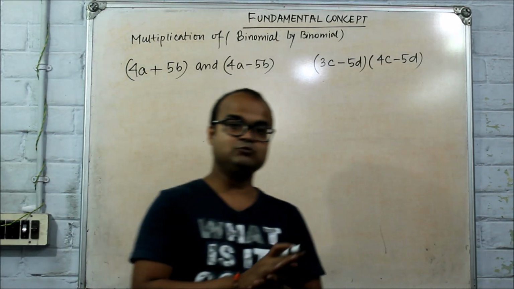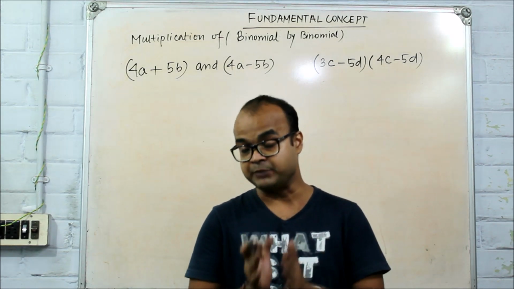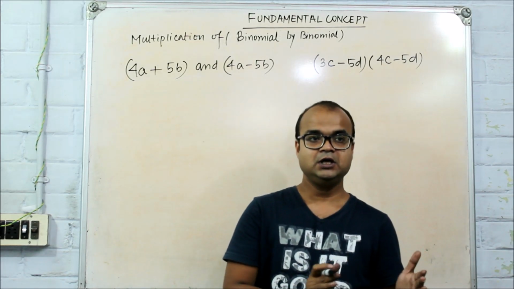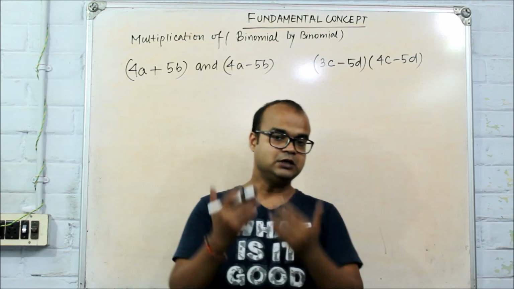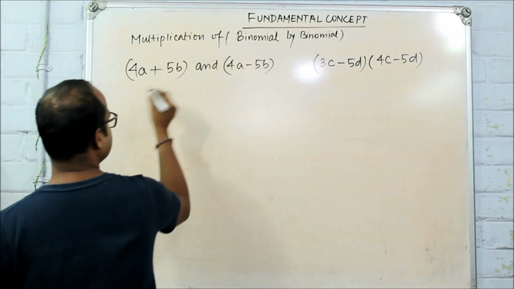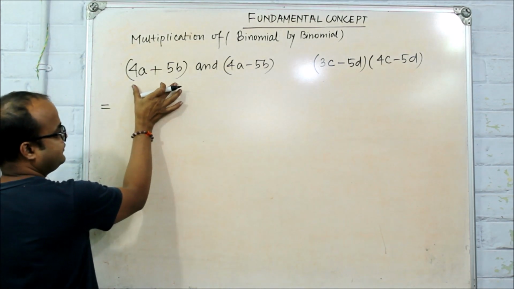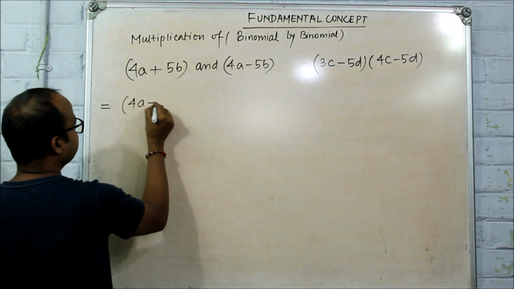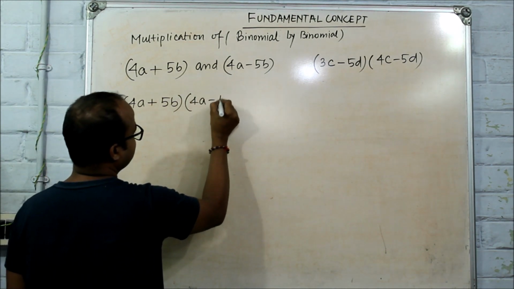So next I am going to explain how you multiply a binomial with a binomial, that is one binomial multiplying with another binomial. First I am going to explain with the row method, and then I will explain how you multiply with the column method. So let us take this example. First you need to multiply 4a plus 5b and 4a minus 5b. So 4a plus 5b multiplied by 4a minus 5b.